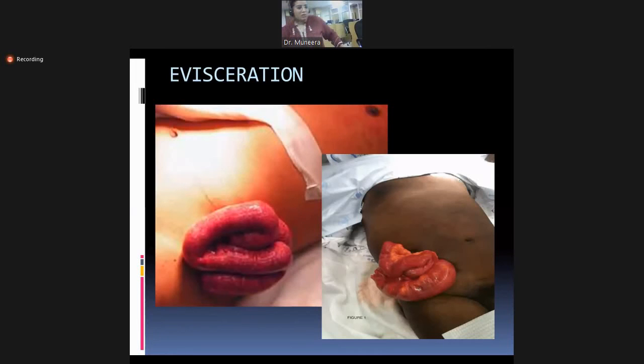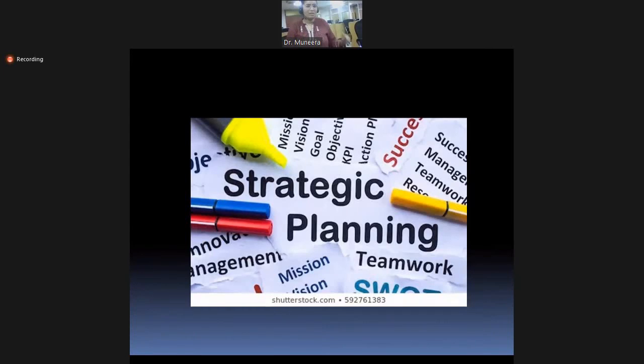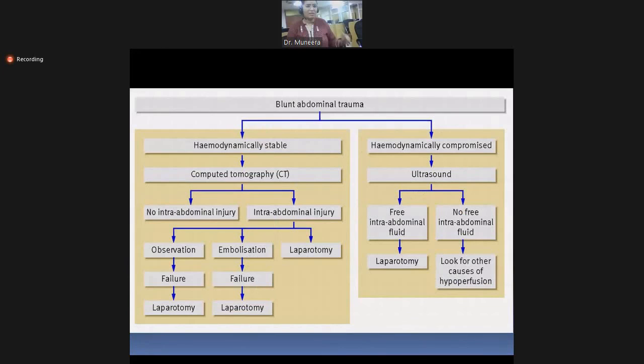So now coming to strategically planning these categories of abdominal trauma patients. When you have a blunt abdominal trauma patient, you have two choices. Either your patient is hemodynamically stable or unstable. If he is hemodynamically stable, then you have plenty of time to work on it. You can go for serial abdominal examination, or you can go for CT scans. We work in tertiary care units in the city, so mostly every hospital has these scanners available.